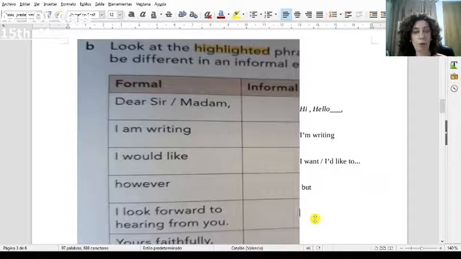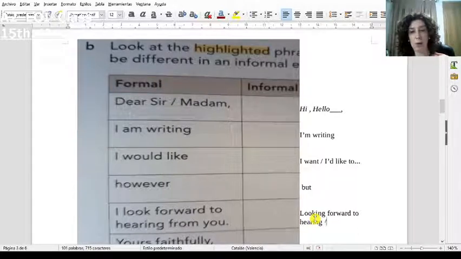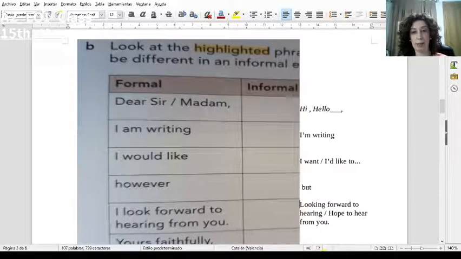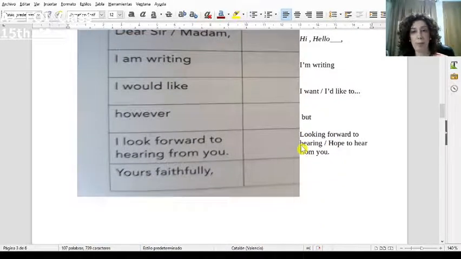Quan escrivim algo informal no podem acabar la carta així. I look forward. Ho fem d'una manera més reduïda. I acabem dient looking forward to hearing. O acabàvem més informal, diguem hope to hear from you. Podem ficar això. Això ho fèiem en la informal letter. Com estem donant les formals, I look forward to hearing from you. Memorizeu-se-la perquè és super rococó, és molt formal.